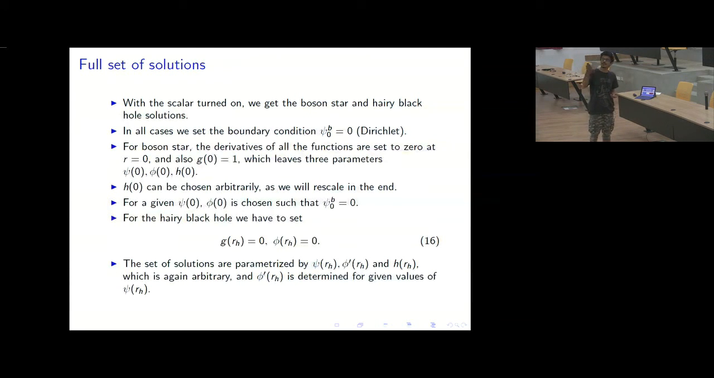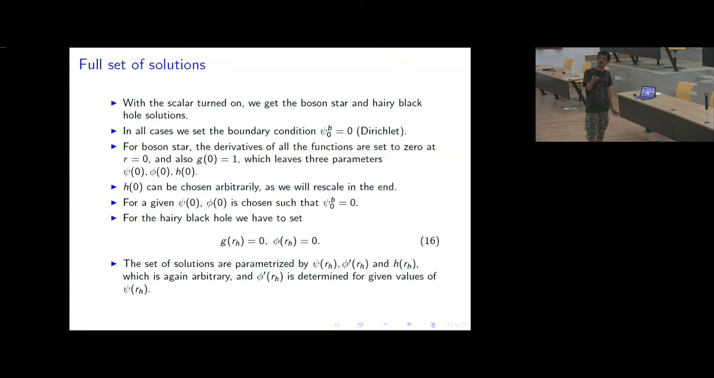And the entire set of solutions will be parameterized by these 3 quantities. h at 0 is somehow arbitrary, because at the end you have to rescale so that your boundary metric looks exactly the same as the flat space boundary metric. So one could take h to be arbitrarily set to 1, and at the end we'll rescale it. And for a given psi of 0, we choose a phi of 0 such that the boundary condition at r equals rb is satisfied.